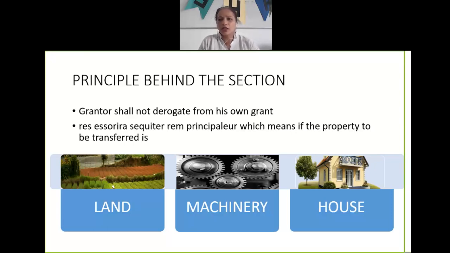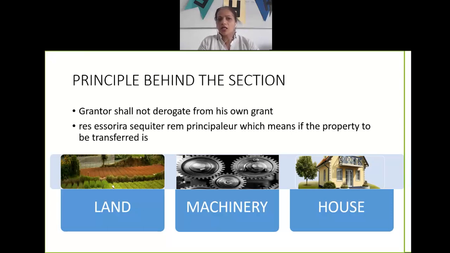That is to say, the person should not transfer the property in such a way that it is not actually transferred to the transferee or grantee, and thereby the grantee is not in a position to make use of that particular property. So here the grantor shall not derogate from his own grant.